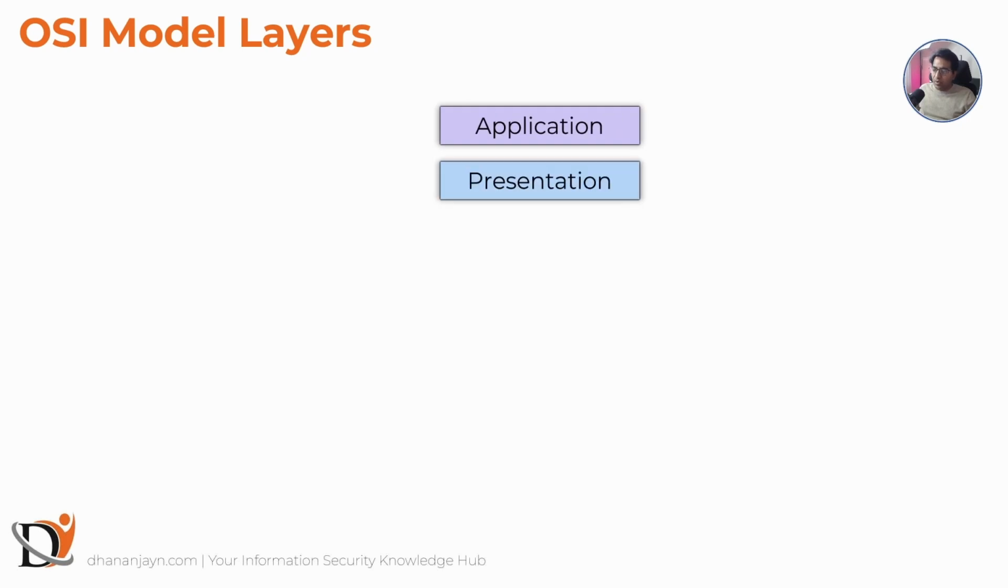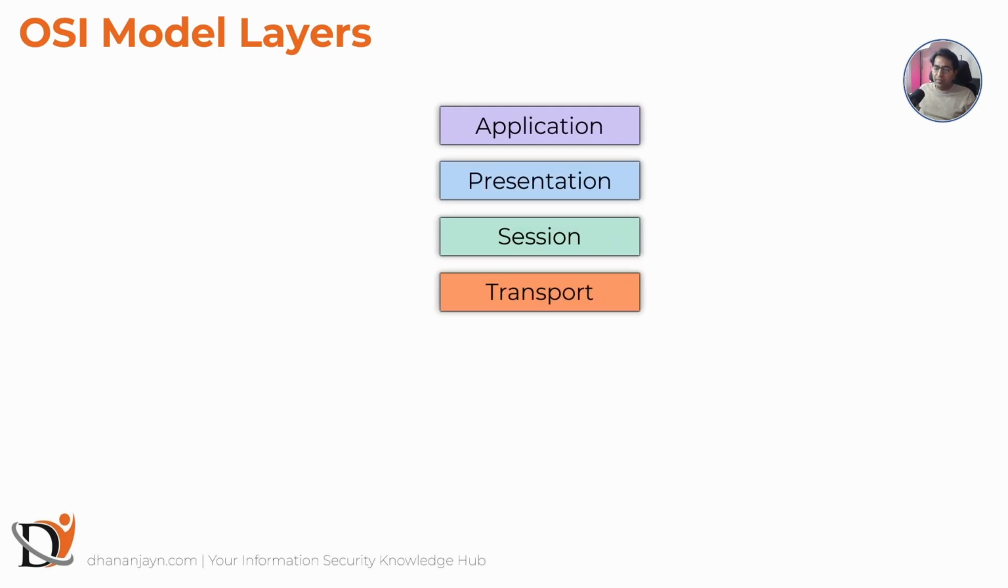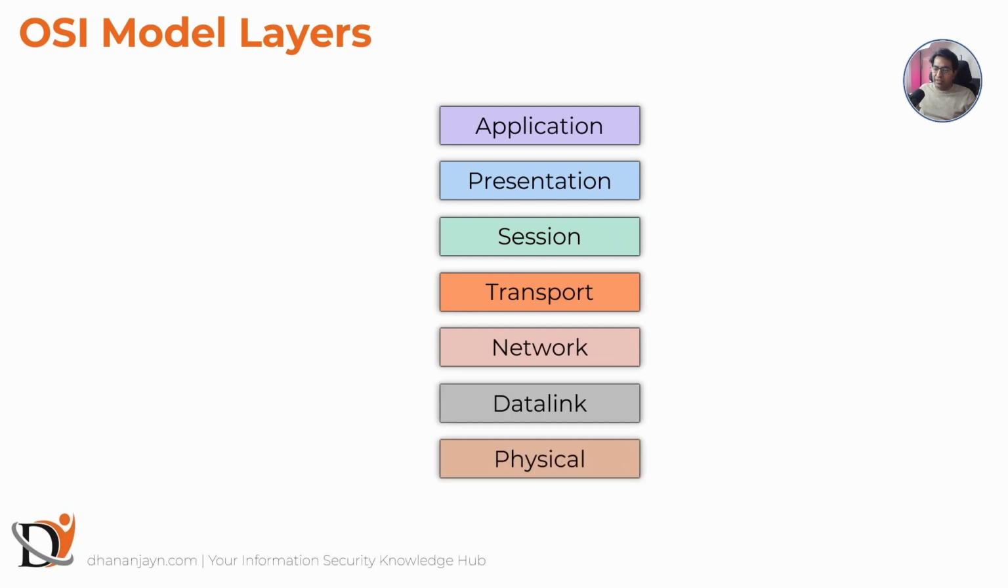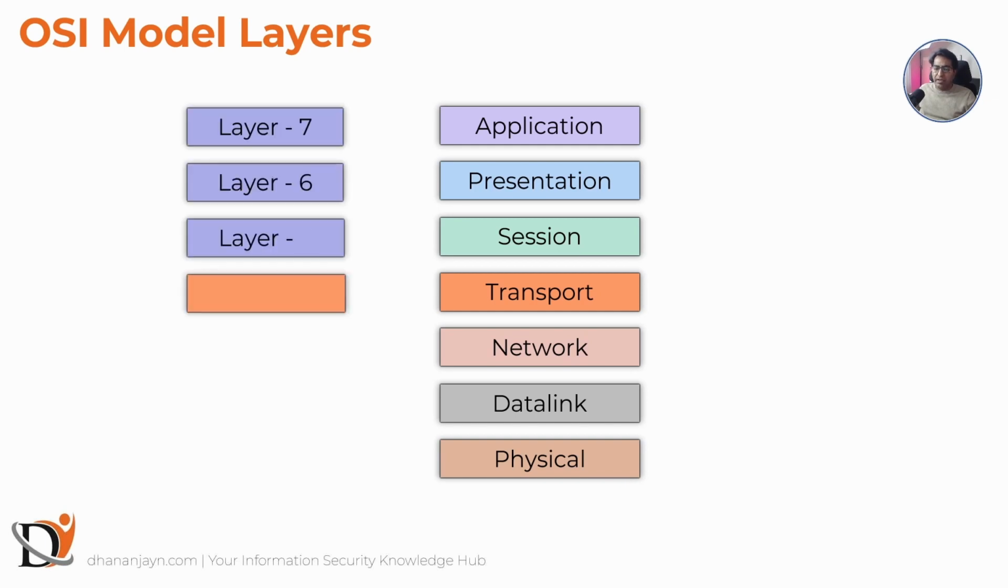The OSI model is composed of 7 layers, namely the application layer, presentation layer, session layer, transport layer, network layer, data link layer, and physical layer. So, application, presentation, session, transport, network, data link, and physical. These are the 7 layers.